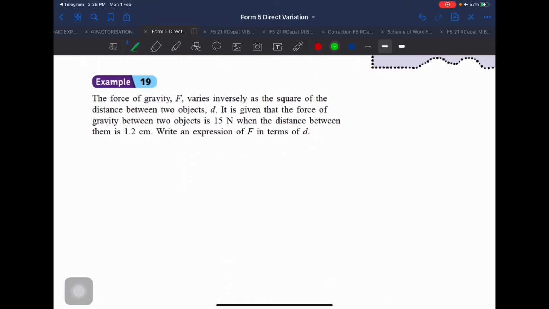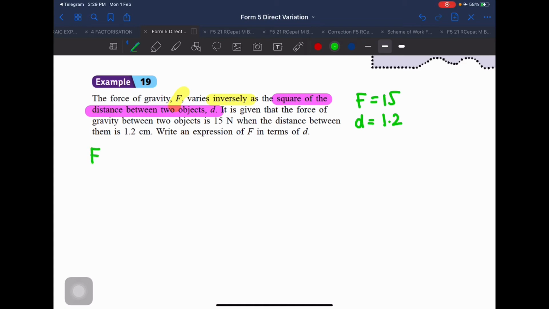Next we proceed to example 19. The force of gravity F varies inversely as the square of the distance between two objects, D. Please be careful with square of and square root of. It is given that the force of gravity between two objects is 15 Newton when the distance between them is 1.2 centimeter. So from the question, F is equal to 15 and D, distance, is equal to 1.2.